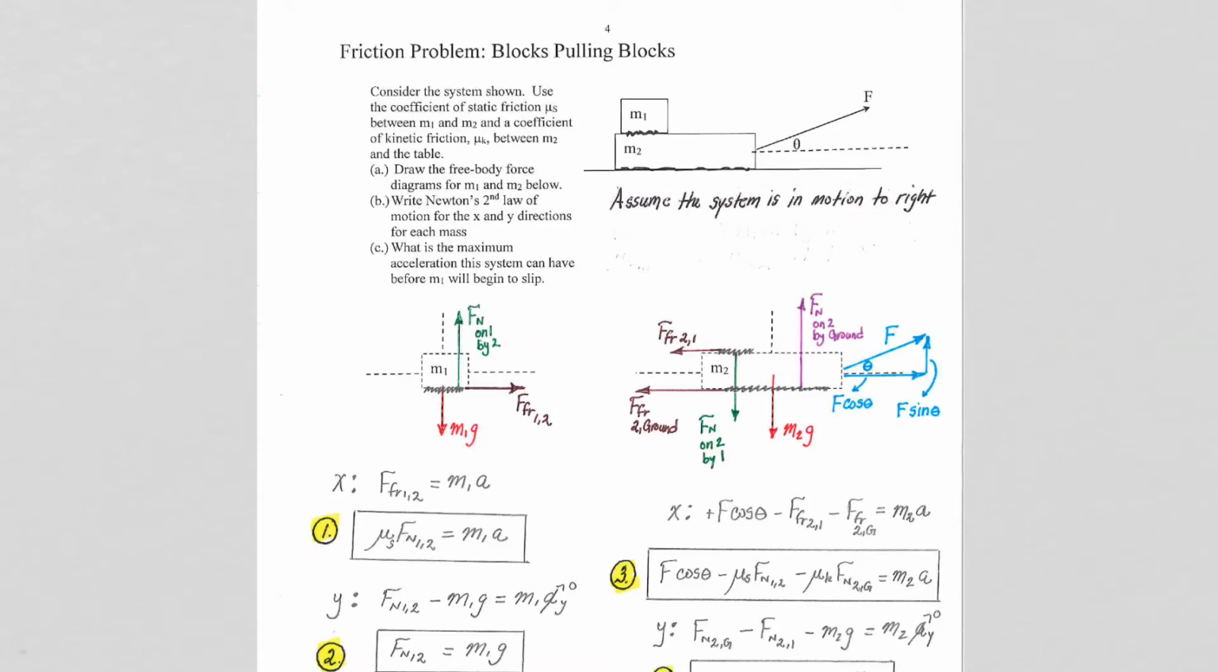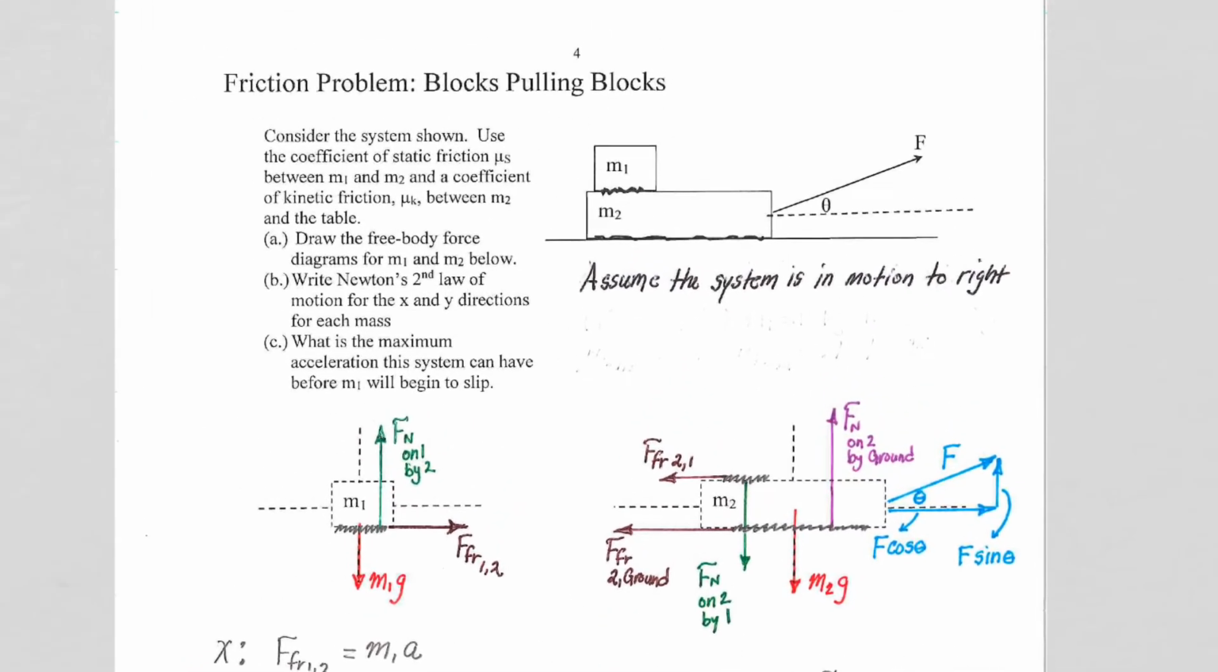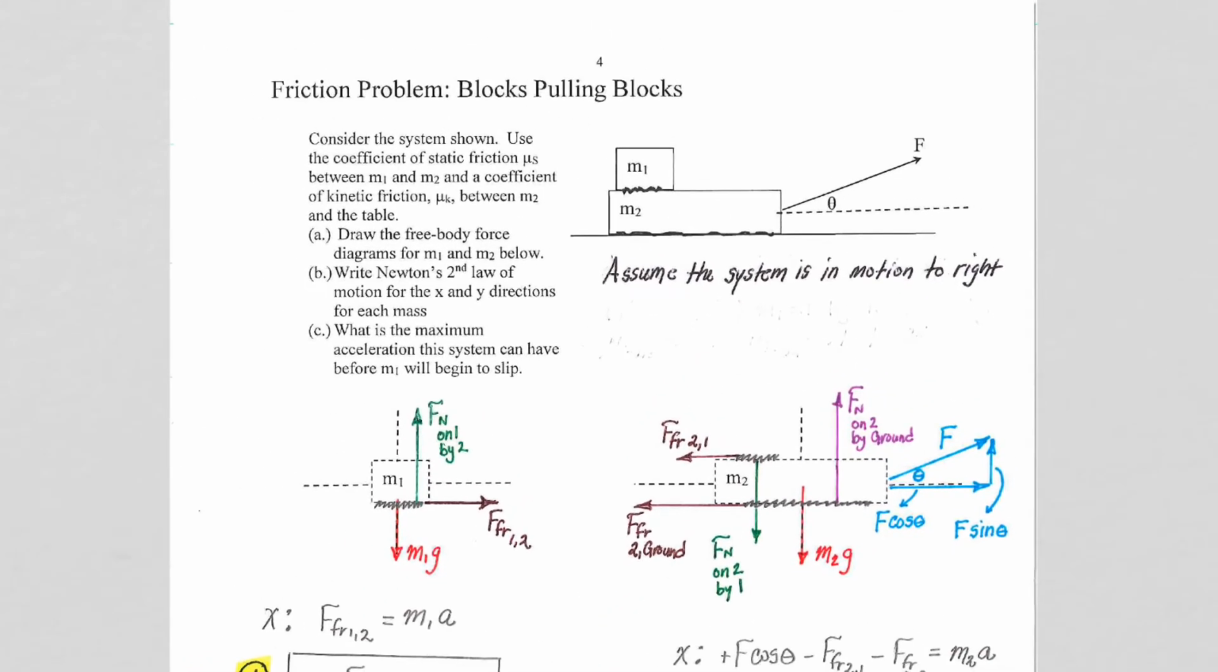In this lesson, we're going to look at a system of two blocks, and it's the type of problem where one of the blocks is going to get pulled only, and we're going to look at the motion of the other block. So in this case, we're pulling on block 2, so we're not pulling on block 1 at all. There's a force acting on block 2, which we call F.